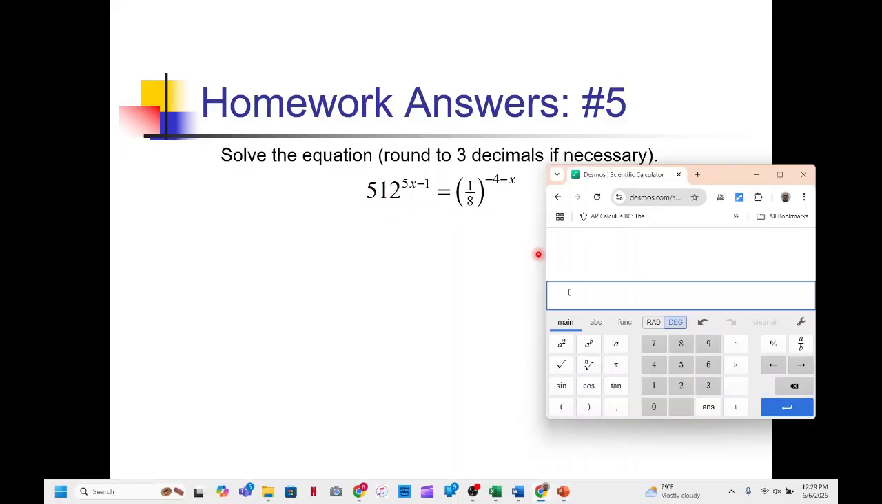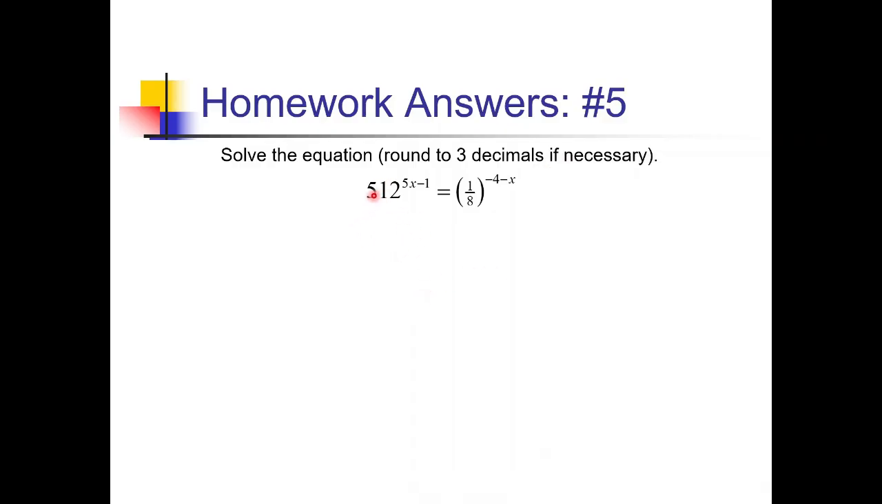So let me do 8 to the, let's see, second is 64, 8 to the third is, there it is, 512. So I'm going to rewrite 512 as 8 to the third. And I'm going to rewrite 1 over 8 as 8 to the negative 1. Now let me go ahead and multiply my exponents to simplify things a bit. So over on the left, I've got 8 to the 15x minus 3, because I have to distribute that 3. And on the right, this is going to be 8 to the positive 4 plus x.